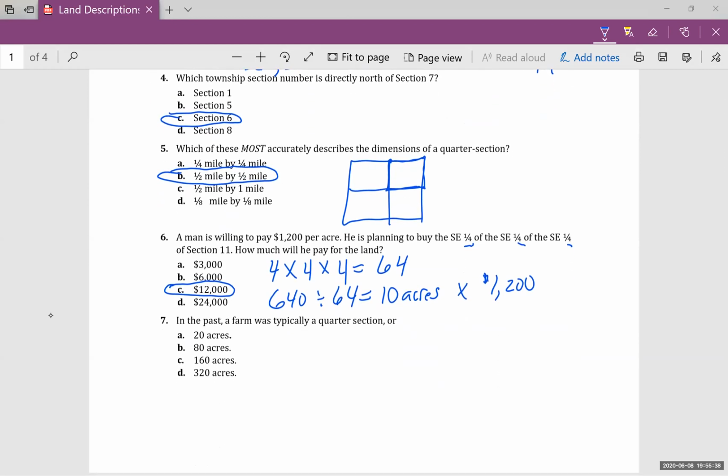All right, number 7. In the past, a farm was typically a quarter section of what? It's kind of one of those weird things, either you know or you don't, right? Yep, C as in Charlie.